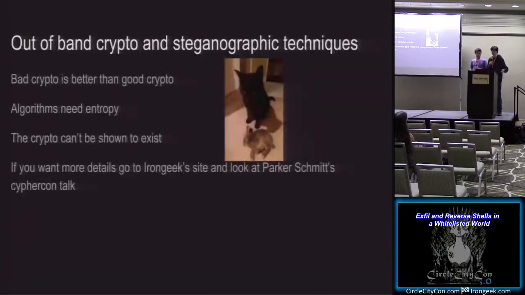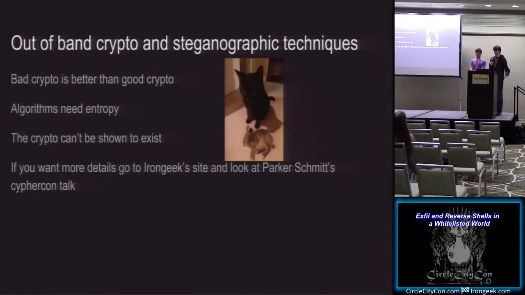Yeah, so in this case, strangely enough, bad crypto is better than good crypto, because good crypto they're going to be able to detect. They have systems already in place that can pick up on different types of cryptography that already exist, and those algorithms also need entropy. But if you can't show that crypto to exist, then at that point it doesn't really matter whether it's easy to break or a broken crypto system. The most important thing about crypto with exfiltration is making sure it's hidden.